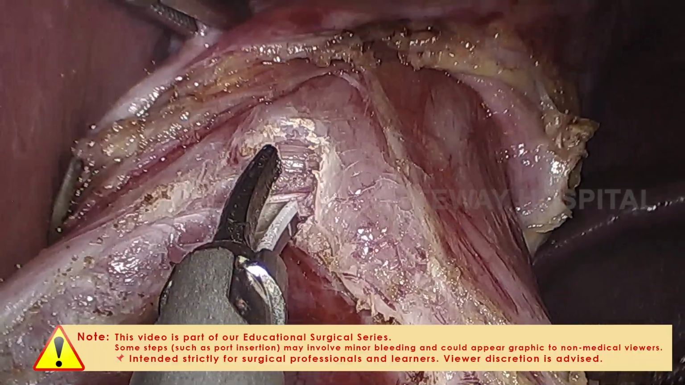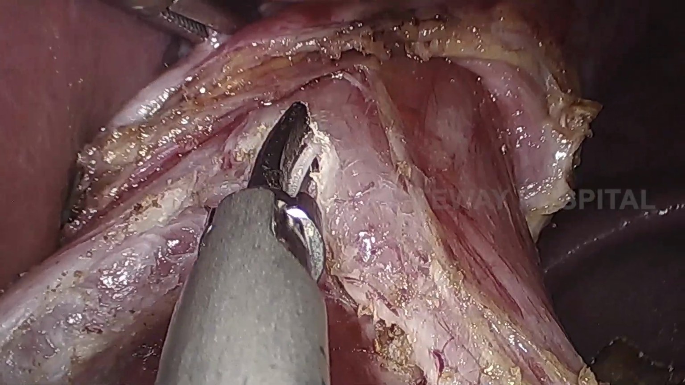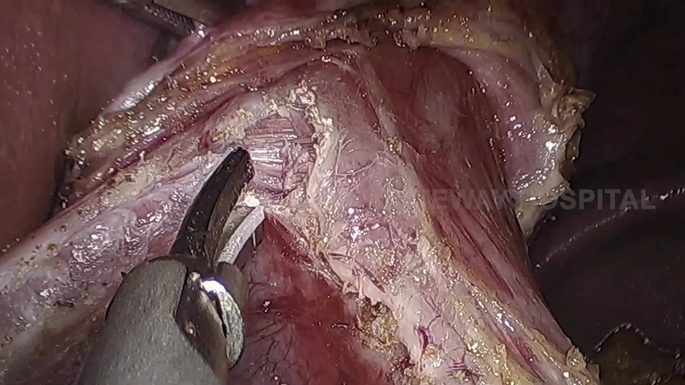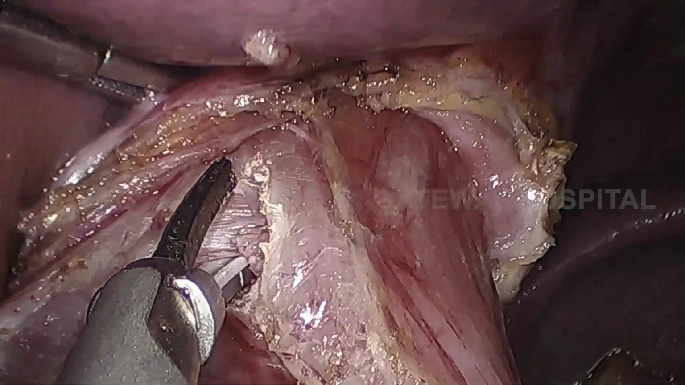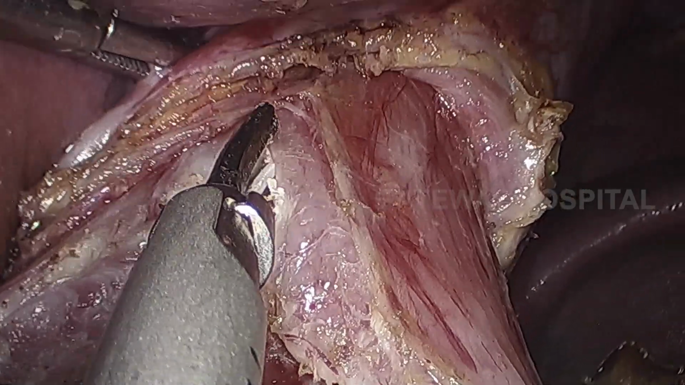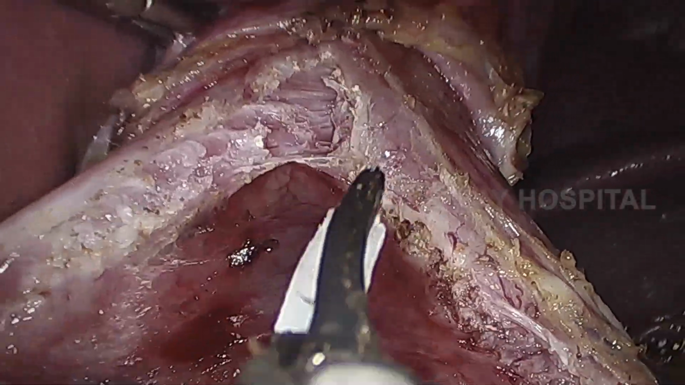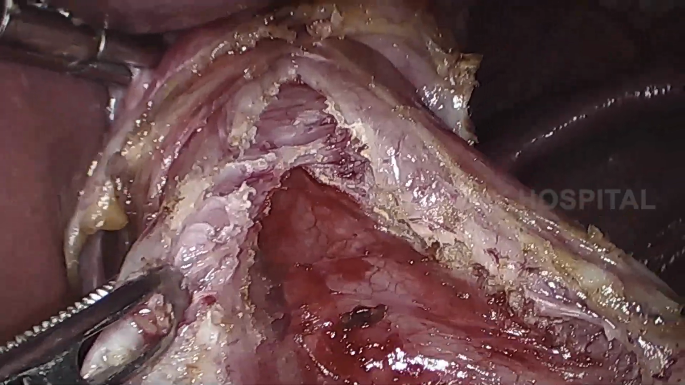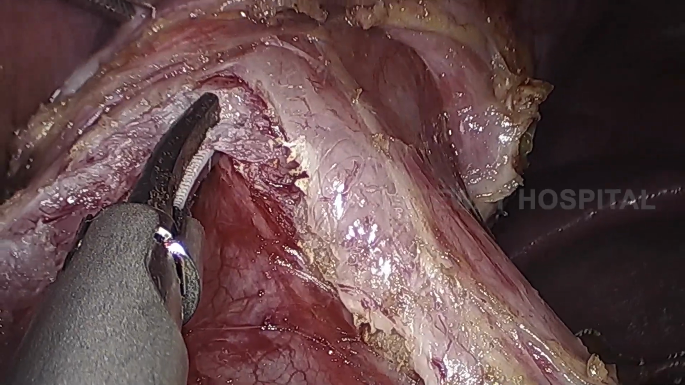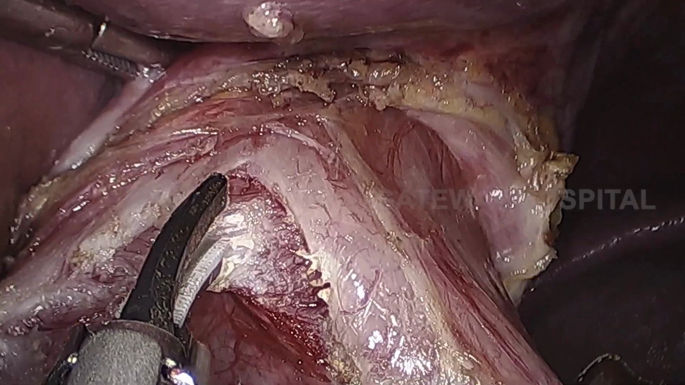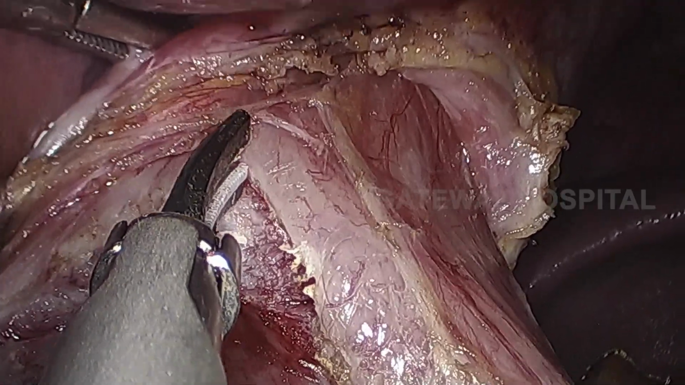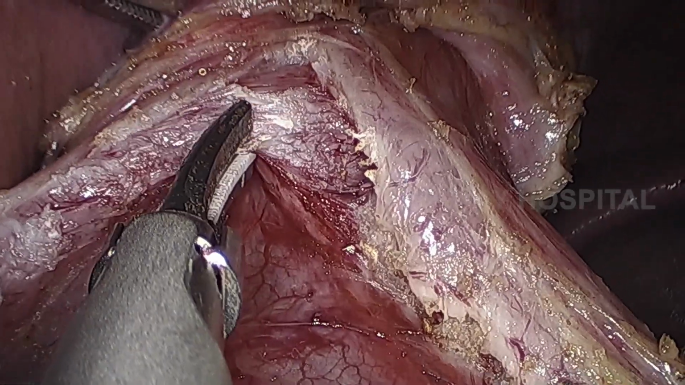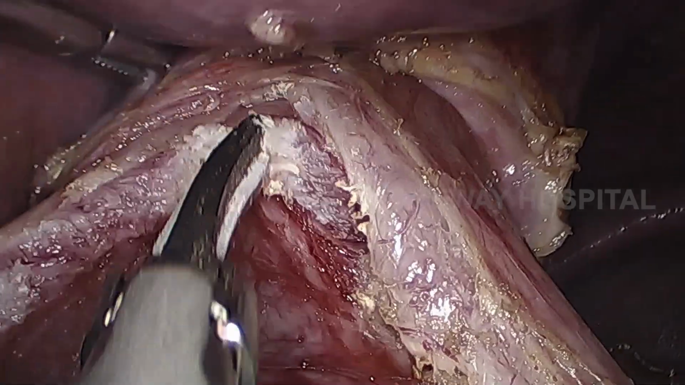Here you can see it is absolutely bloodless, and with the magnification and the good light source, you can identify each and every fiber and you can divide it meticulously. This telescope is a 45-degree telescope which we use normally for fundoplication and Heller cardiomyotomy, which gives excellent view while doing a hiatal dissection. So this is the advantage of actually mobilizing the anterior vagus. Here you can see we are extending the myotomy cranially without the anterior vagus coming into your field.